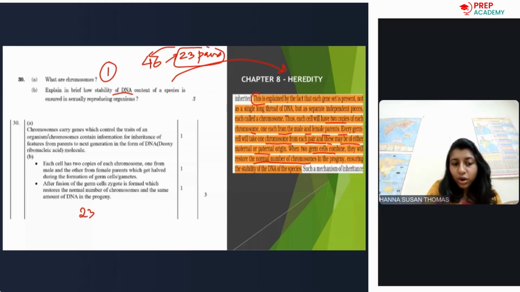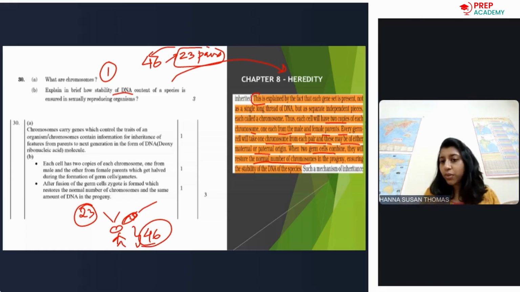So 23 chromosomes from the egg fused with 23 chromosomes present in the sperm will form an organism having 46 chromosomes in each cell, right? So if you are writing it, if you are explaining it beautifully, you will be awarded 2 marks for the B part question. That makes this question 3 marks.